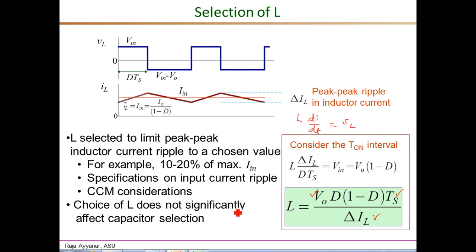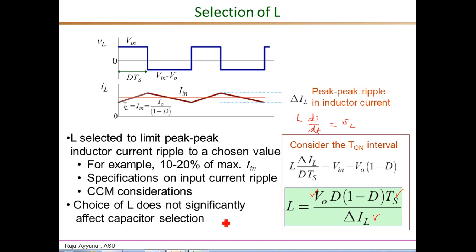So the choice of L does not significantly affect the capacitor selection, unlike in a buck converter. In a buck, we saw that it is really the product of L and C that affects the output voltage ripple, and therefore the C was roughly inversely proportional to the L value that we select. So if we chose a high value of L, then we could use a smaller capacitor in a buck converter.